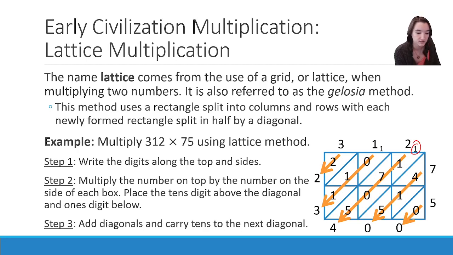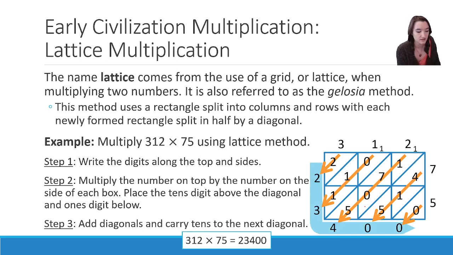Next diagonal, 5 plus 7 plus 1 plus 1. So 5 plus 7 is 12, plus 1 is 13, plus 1 is 14. So we put a 4 here, and we carry the 1 again. And then 1 plus 1 plus 1 is 3, and then we just have this 2. So in the end, these outer numbers right here, 2, 3, 4, 0, 0, are the answer to our lattice multiplication problem. So 312 times 75 equals 23,400.